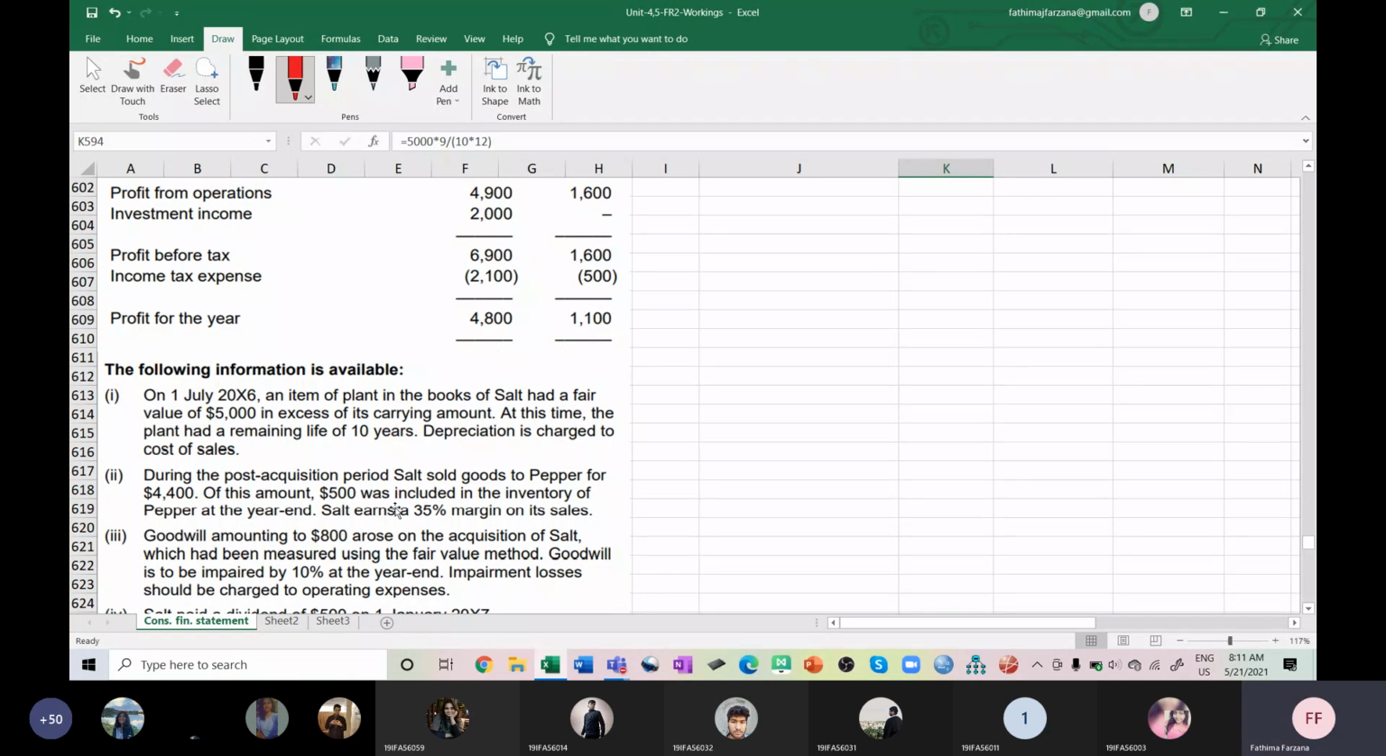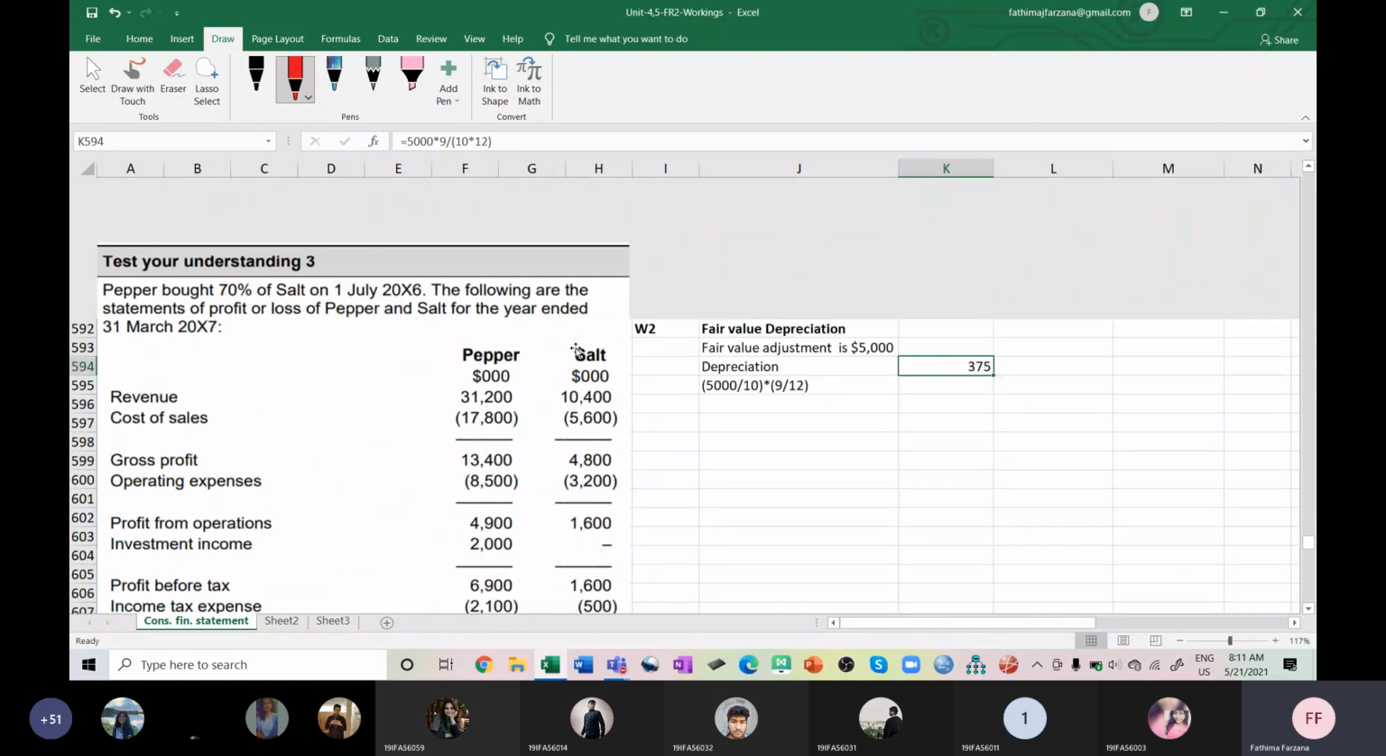Okay, so this is still there with them. And salt earns 35% margin of its sales. So this 4,400, they didn't mention whether it is a cost price or the selling price. Okay, so 4,400, they sold it. But this 500, it is not clear whether the profit is included or excluded. They just mentioned that salt earns a 35% margin on its sale. So for this 500, only 35 by 100 you have to take.